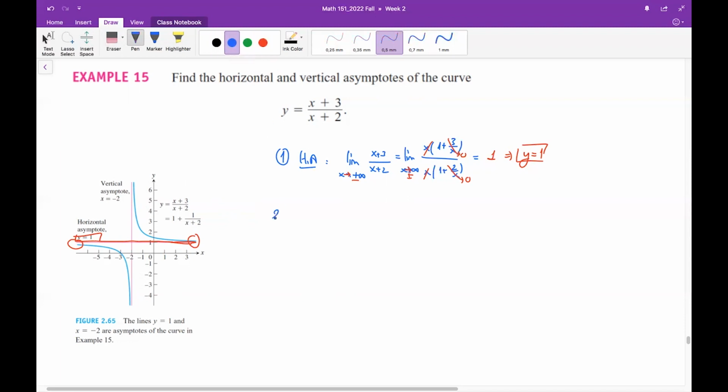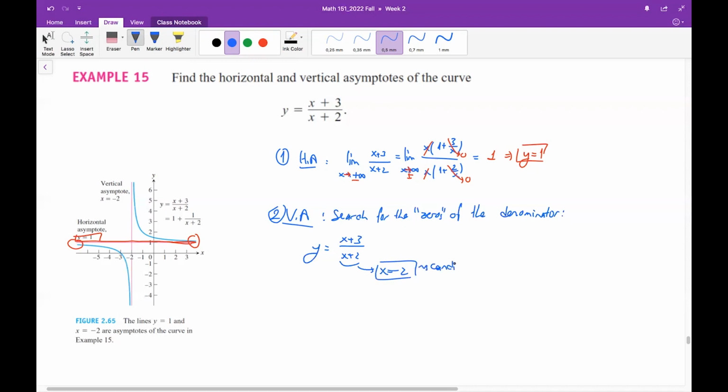What is the vertical asymptote here? To detect vertical asymptotes, you search for the zeros of the denominator, okay? Let me write that down here. Search for the zeros of the denominator function. What does this mean? You look at the denominator, x plus 2. So you see that at x equals minus 2, the denominator becomes 0. So this is a candidate for a vertical asymptote.